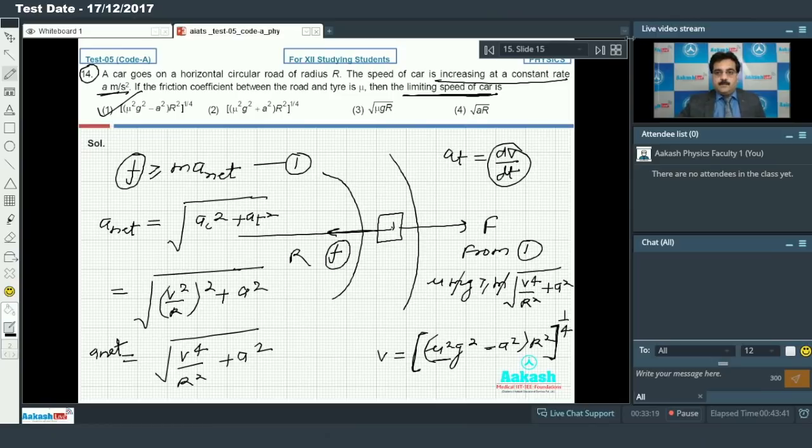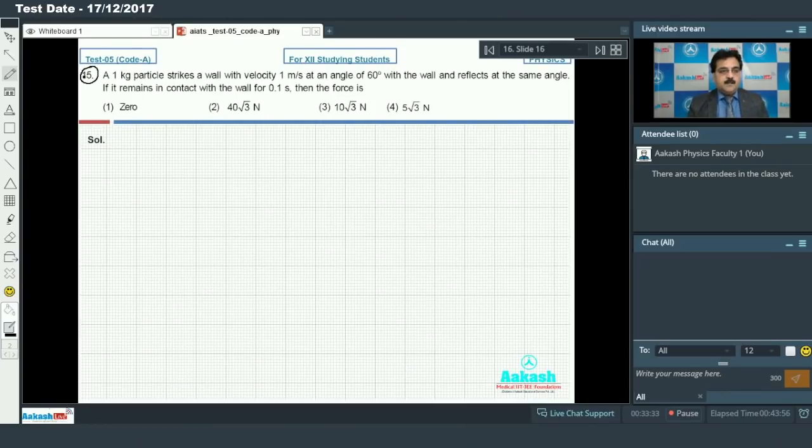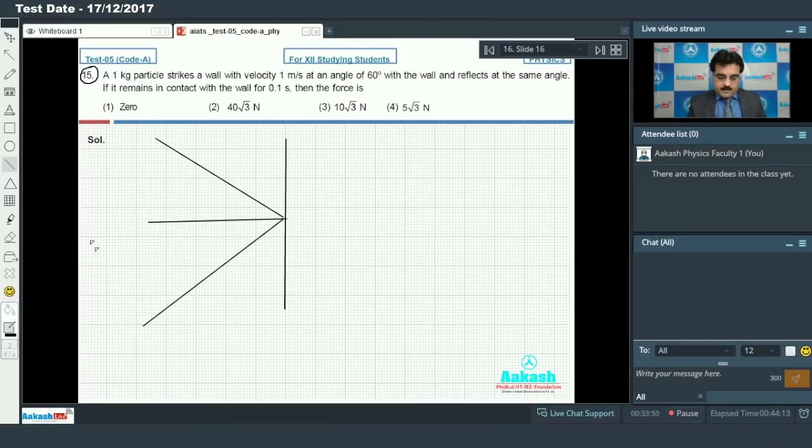So let's move on to question number 15. If I take question number 15, a 1 kg particle strikes a wall with velocity 1 meter per second at an angle of 60 with the wall and reflects at the same angle. Because the angle is the same, we can take the speed will remain the same. This angle is 60 degree and this angle is 60 degree. So this is the initial speed u.